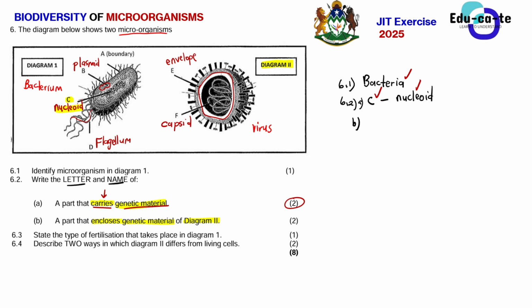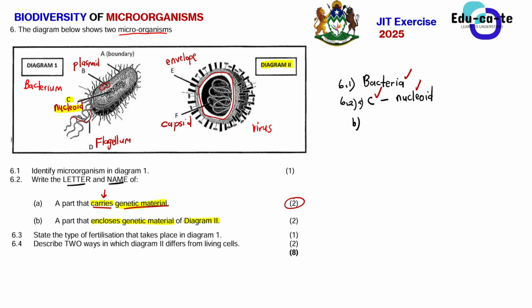So basically, in a virus, we know of a part that encloses genetic material. That part is made up of proteins. It's otherwise known as a protein coat. So the protein coat is known as a capsid. That's the proper term that we use to refer to it.